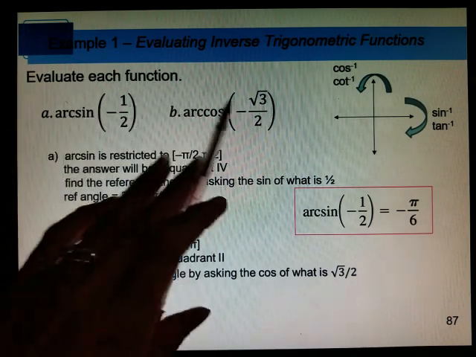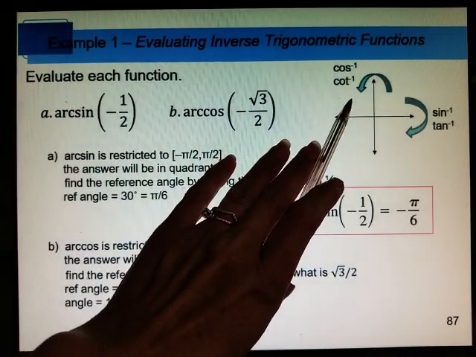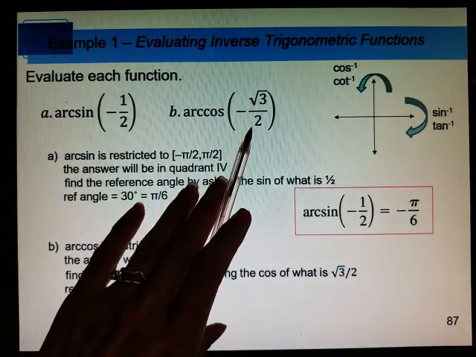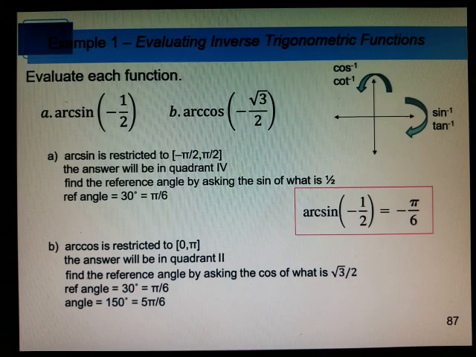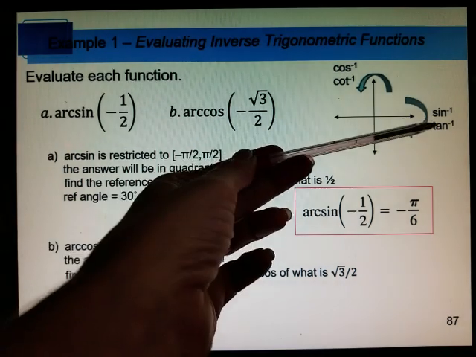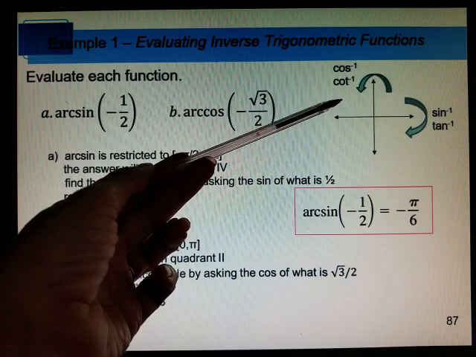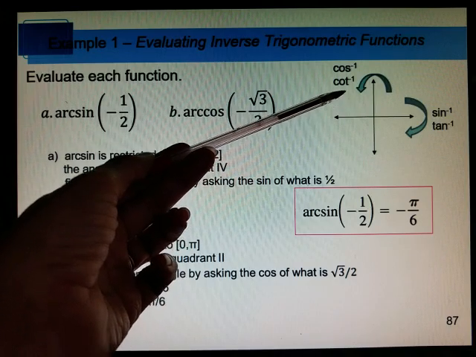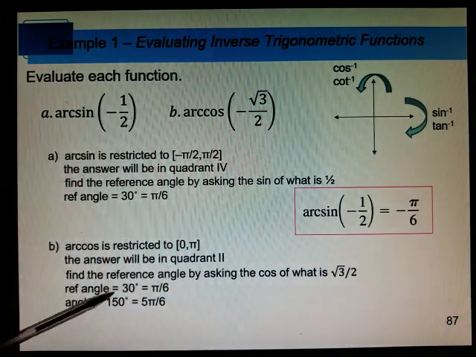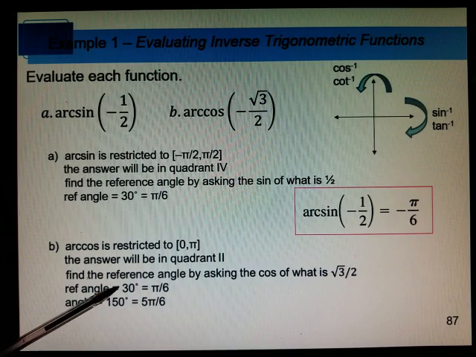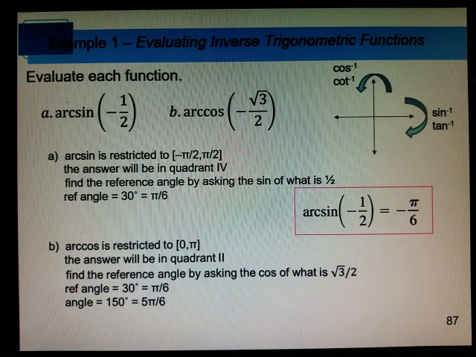All right, for arc cosine to be negative, it's going to be over here in quadrant 2. And when is the cosine radical 3 over 2? So the cosine to be radical 3 over 2 is going to have a reference angle of 30 degrees. But that's going to put me over here. So reference of 30 is going to be 150. So 30 times 5 is 150. That's where this 5 comes from. 30 is pi 6, so therefore 5 pi 6.